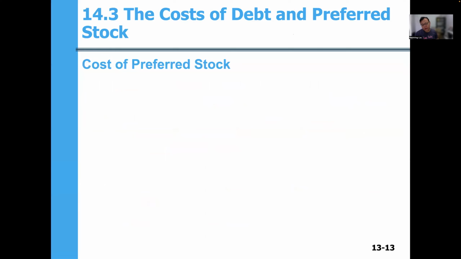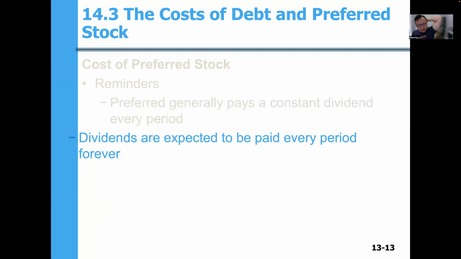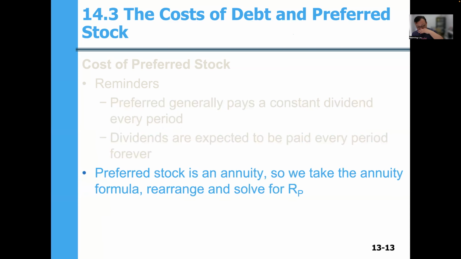Cost of preferred stocks, right? We have talked about the common stocks. What about the cost of preferred stocks? Normally, preferred stocks will follow a constant dividend every period. Preferred shares often will pay a constant dividend from year to year, and you can expect the dividend to be paid for each period.